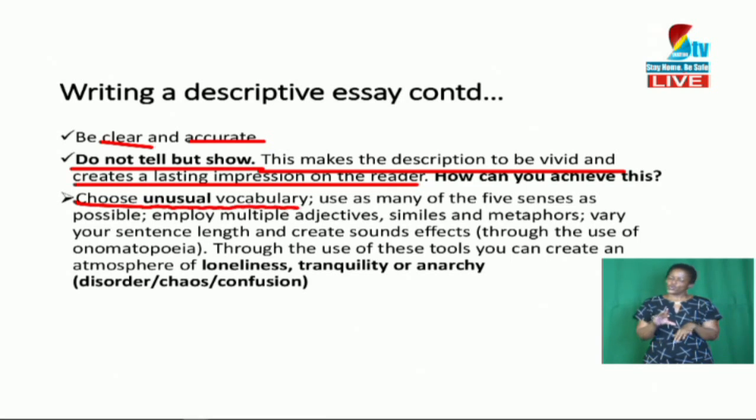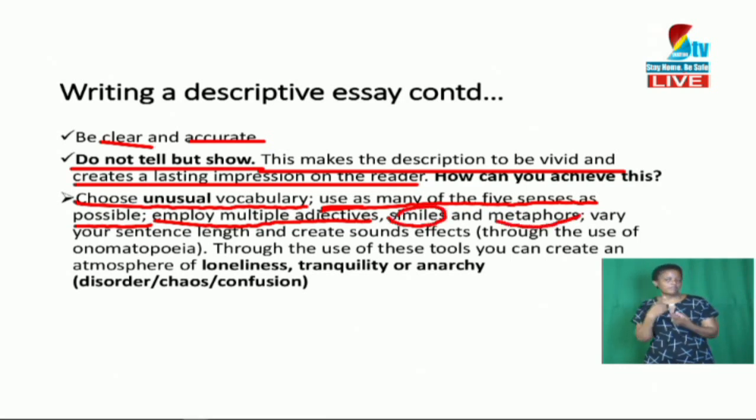Choose unusual vocabulary. Use as many of the 5 senses as possible. Employ multiple adjectives. Use similes. Use metaphors. Vary your sentence length. Create sound effects. How do you achieve that? It is through the use of onomatopoeia. Onomatopoeia is a sound device. When somebody says buzz, hiss, slammed, banged, those are examples of onomatopoeia.